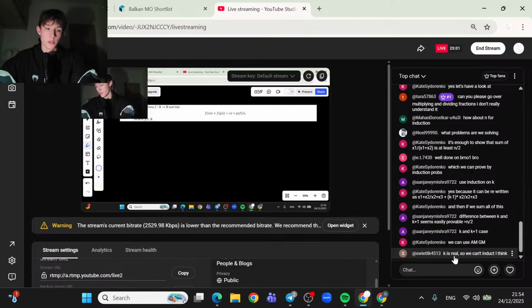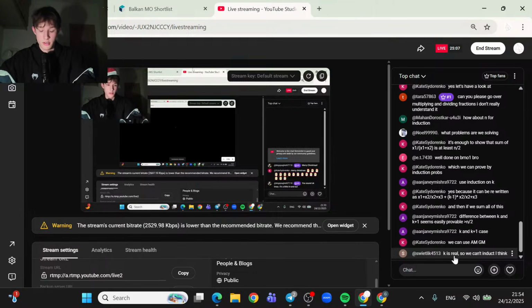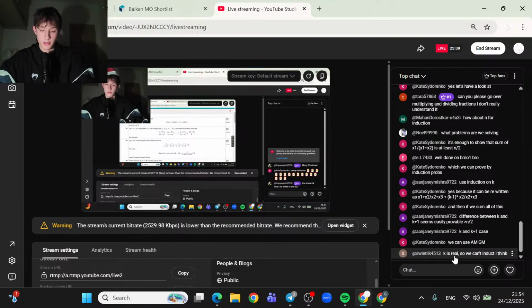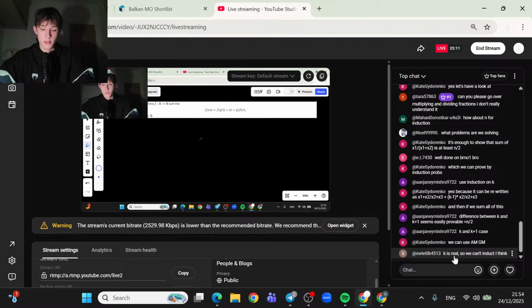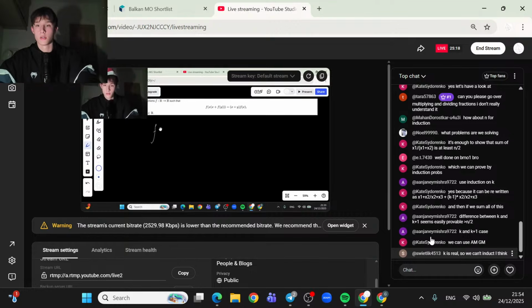So k is real, so we can't induct. We can by adding epsilon, but that's the same as induction. So that's not completely right. What I tried was increasing epsilon a bit and still showing that the inequality holds. But as I said, that's the reason it's not working.